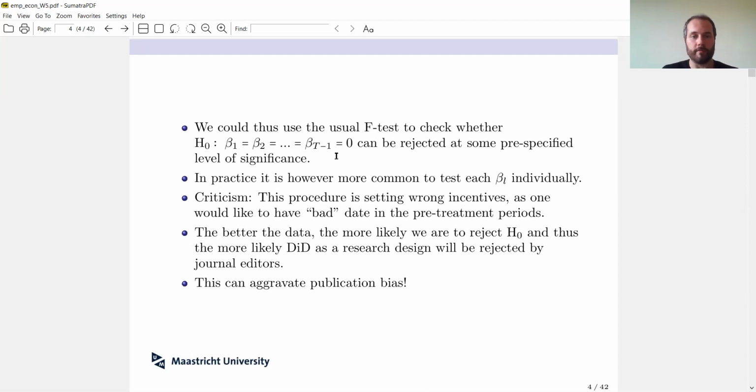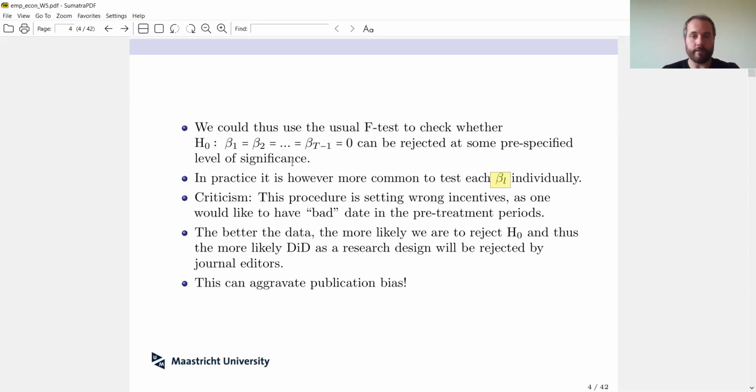Now, what people normally do in practice is that they test each beta individually. So you do a t-test on each beta individually. It sort of makes a bit of sense, right? If you find that the betas are significantly different from zero, then you know that the groups differ somewhat in one of the pre-treatment periods, which makes the common trends assumption implausible.